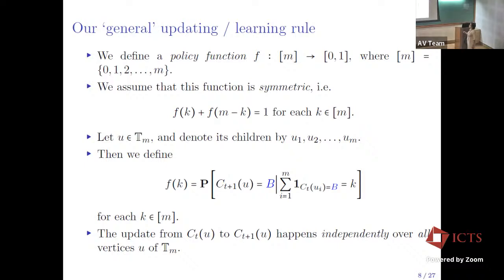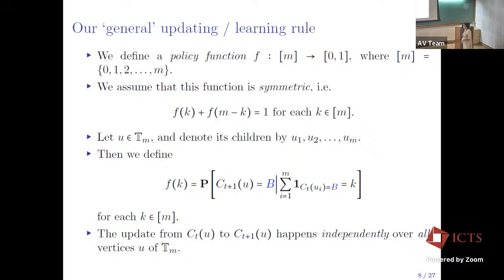So henceforth in the talk, for a given vertex U in the tree, I will denote its children by U1, U2, and so on up to U sub M. And what does the policy function signify? It's this conditional probability. It says that, conditioned on there being precisely k blue children of U at time step t, what is the probability that at time step t plus 1 the color of the parent vertex U will be blue? This is what we capture by f of k, for each k in the set 0, 1 through m.